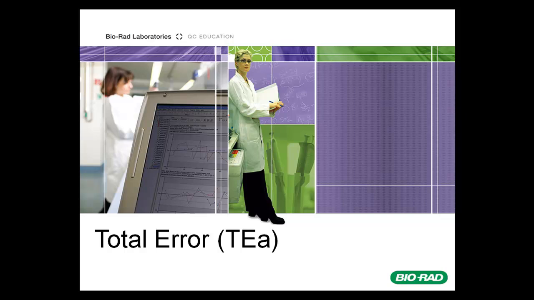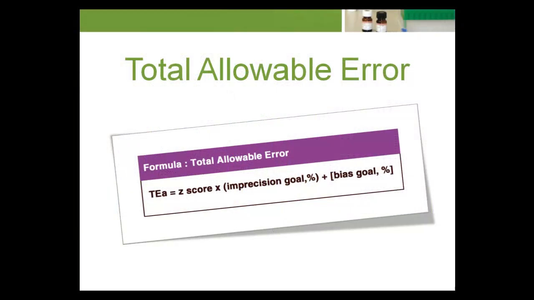In this section, we'll learn about total allowable error and how it can be calculated for a test. The TEA formula also consists of three components: z-score, imprecision goal %, bias goal %. We'll examine each of these components in more detail.